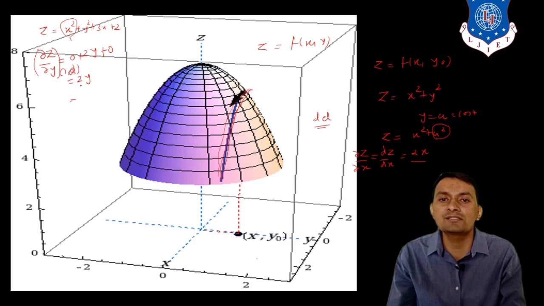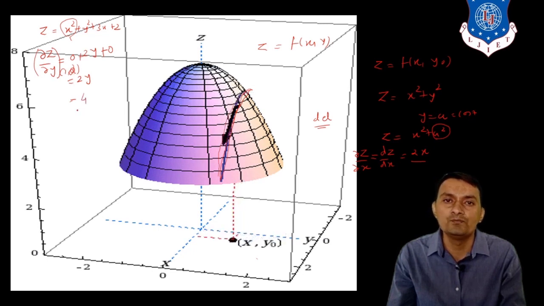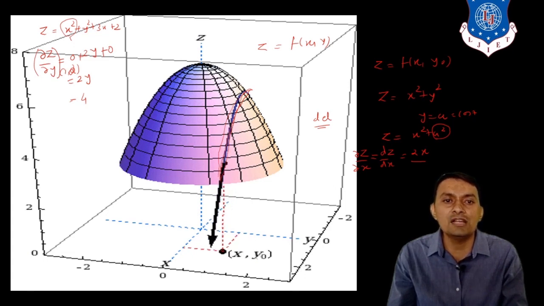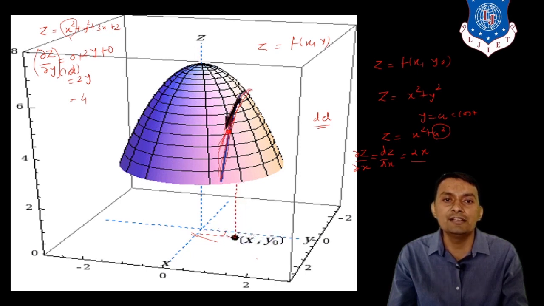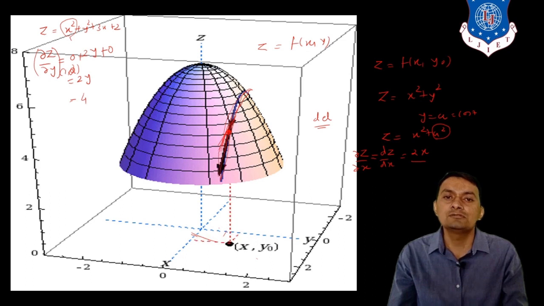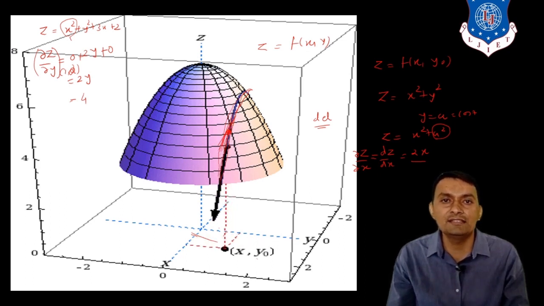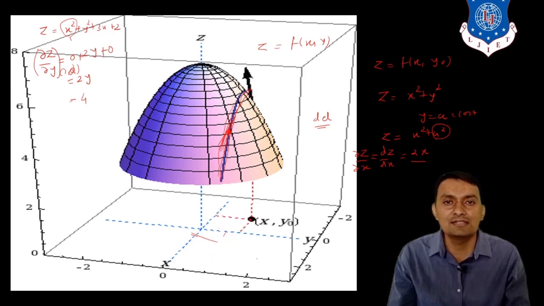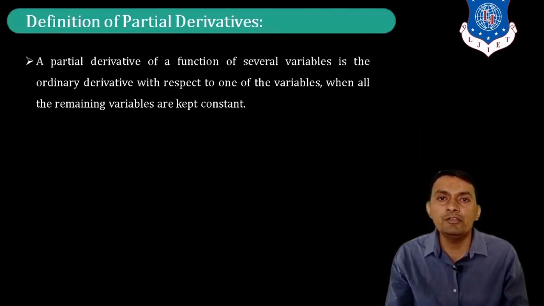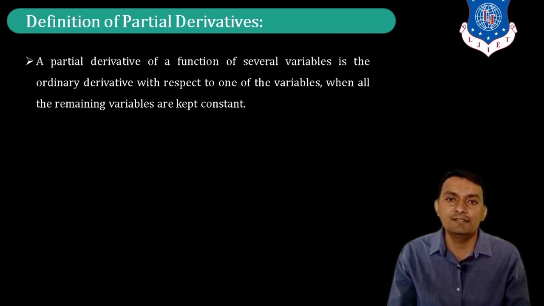So the y coordinate is 2, so I'm just going to get that it is 4. That means at this point, if I consider (1, 2), this is our 1 and this is our 2, so our point will be here. At this point, our tangent will be here. The slope looks like this. That is exactly our partial derivative with respect to y, and also you can consider the partial derivative with respect to x. Now moving forward to the definition of the partial derivatives.